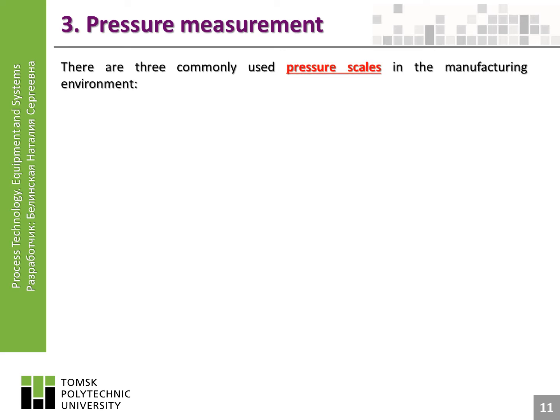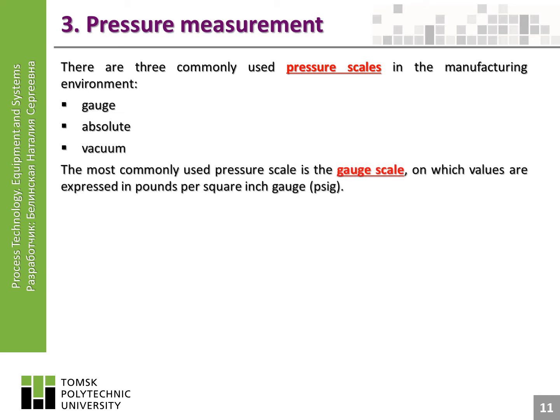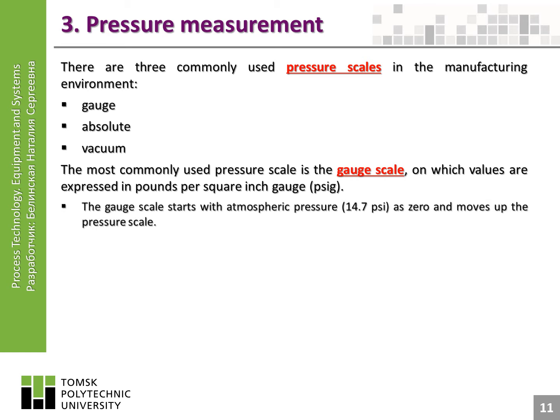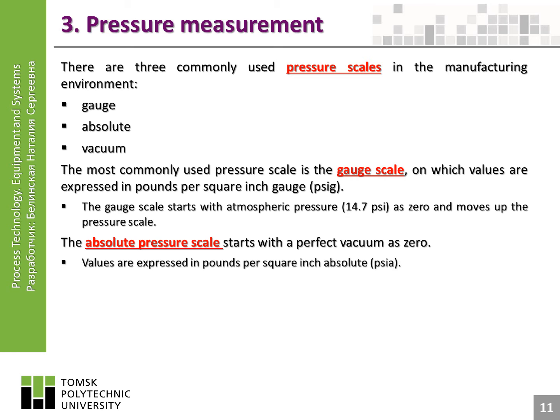There are three commonly used pressure scales in the manufacturing environment: gauge, absolute, vacuum. The most commonly used pressure scale is the gauge scale, on which values are expressed in pounds per square inch gauge. The gauge scale starts with atmospheric pressure, 14.7 psi, as 0 and moves up the pressure scale. The absolute pressure scale starts with a perfect vacuum as 0. Values are expressed in pounds per square inch absolute. The absolute scale takes into account atmospheric pressure.